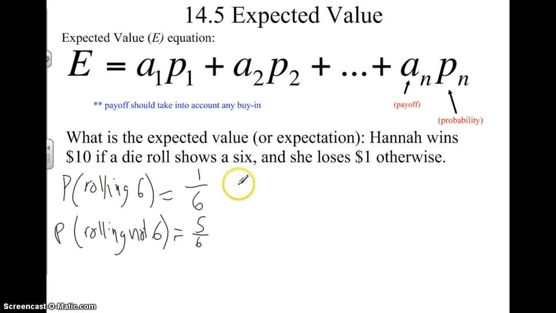So our earnings, so this will be like P1, this will be like P2. Our earnings for rolling a 6 will be $10, and our earnings for rolling not a 6 will be negative $1. And the reason that is because it says that you'll lose $1 if you don't roll a 6.